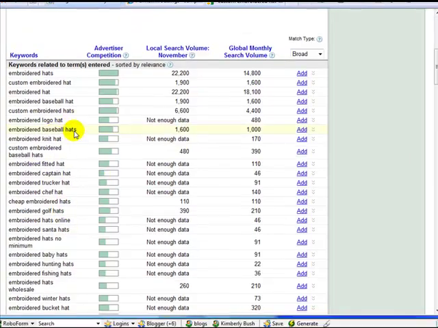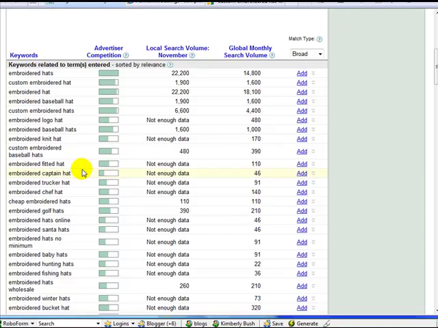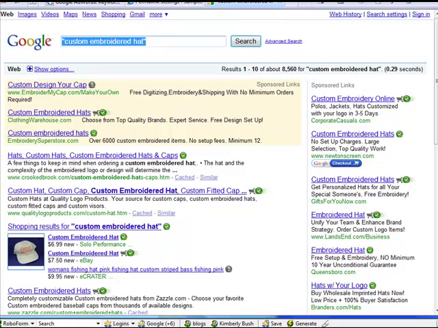Embroidered baseball hats. Okay, I would think that would be a pretty good thing to be selling because baseball teams, they create hats, and I could see them, local teams, wanting to have baseball hats made. So embroidered baseball hats. We're looking at 1,000 search volume there. So let's take a look here. Oops.